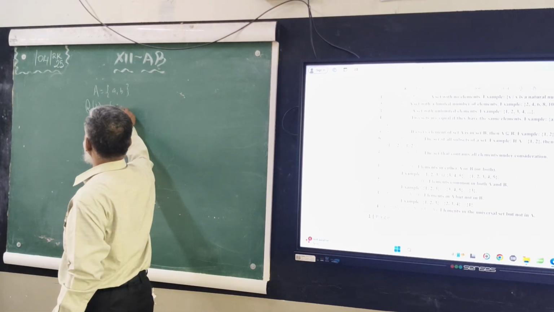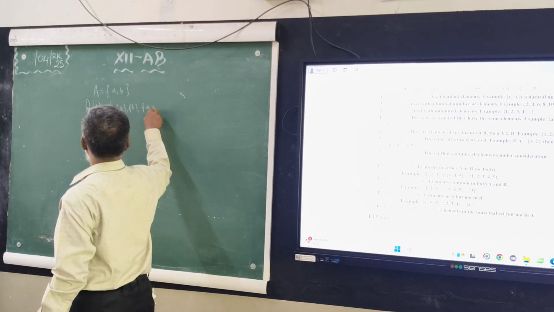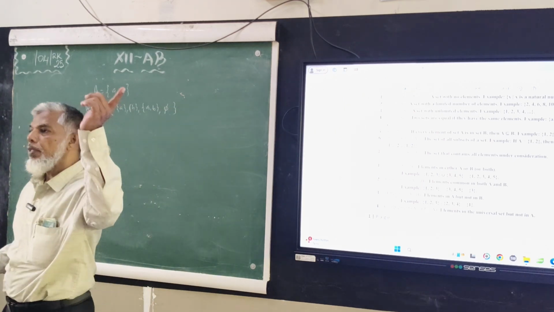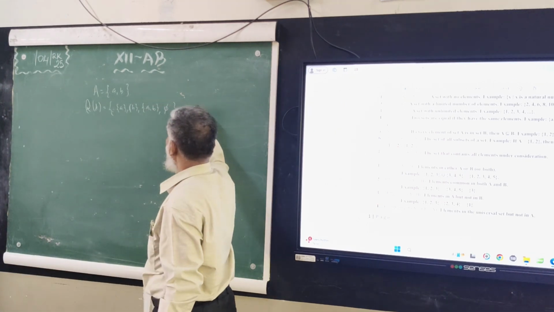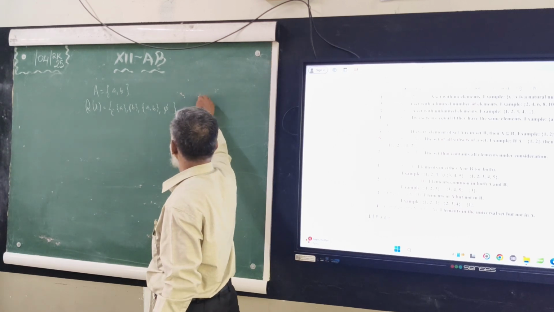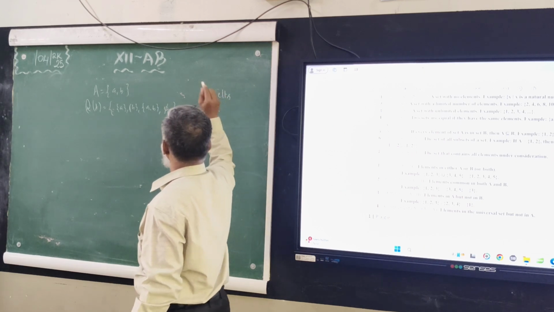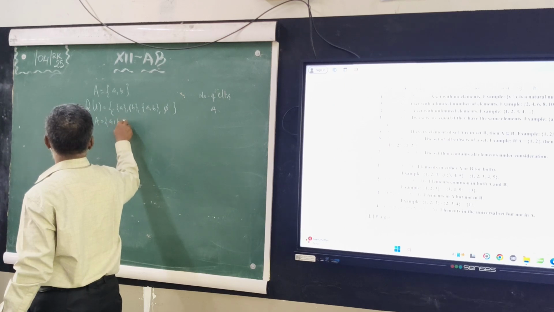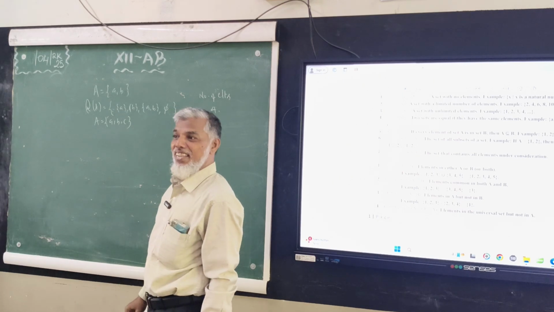So {a}, {b}, {a, b} and the empty set. {b, a} is equivalent to {a, b} only; both are the same. Therefore, how many elements? 4 elements. Suppose A has 3 elements, a, b, c, what is the number of elements in the power set?